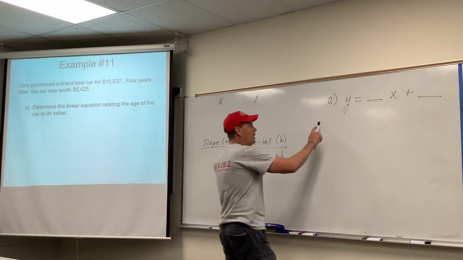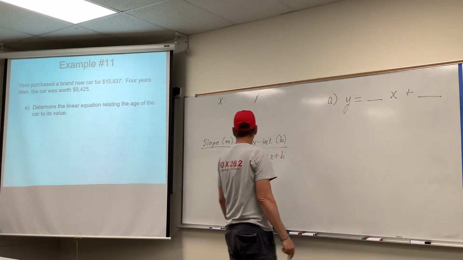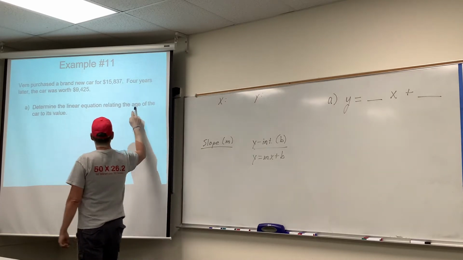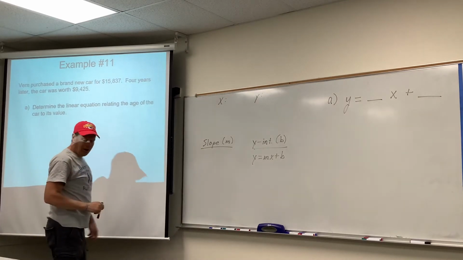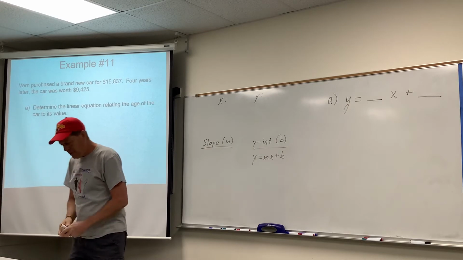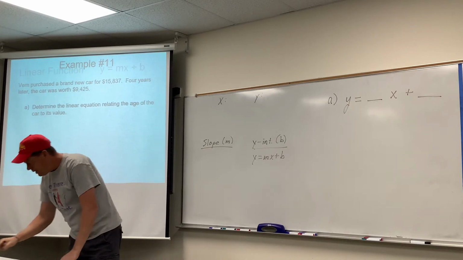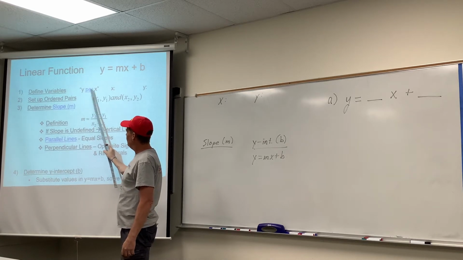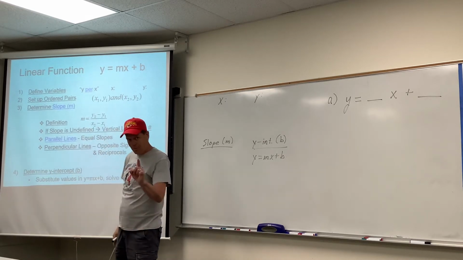So we're going to build the equation of the line that relates the age of the car to its value. I would say age would be years and value would be dollars. Years and dollars would be the two variables. And here we go again. When you figure this out, y per x, y per x. Can you hear me? Per.